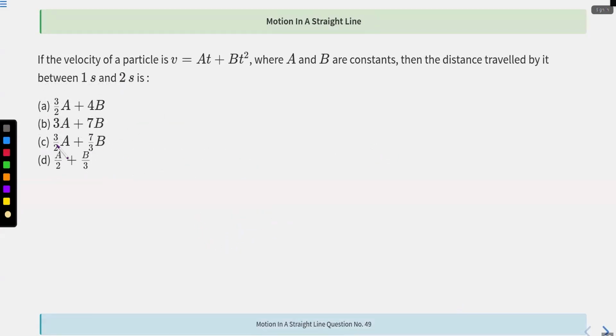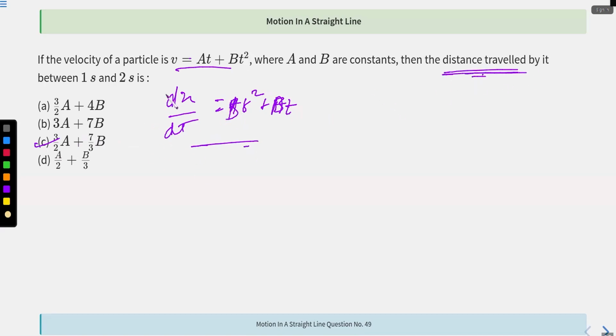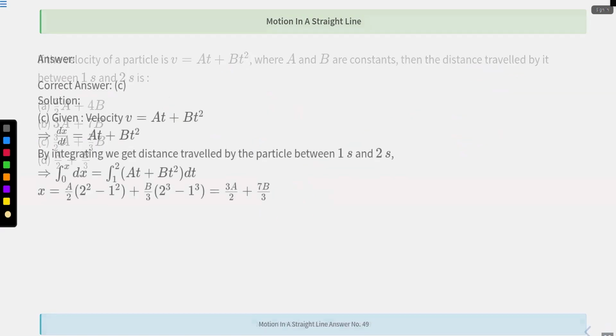So 3a by 2 and 7b by 3. Option C is the correct option. So it was nothing, you just need to integrate this. So this is dx by dt, which is equal to at plus bt square, with a and b constants. You just need to integrate it because it is traveled between these limits, right? That is a continuous travel from time t equals 1 to t equals 2. Correct?